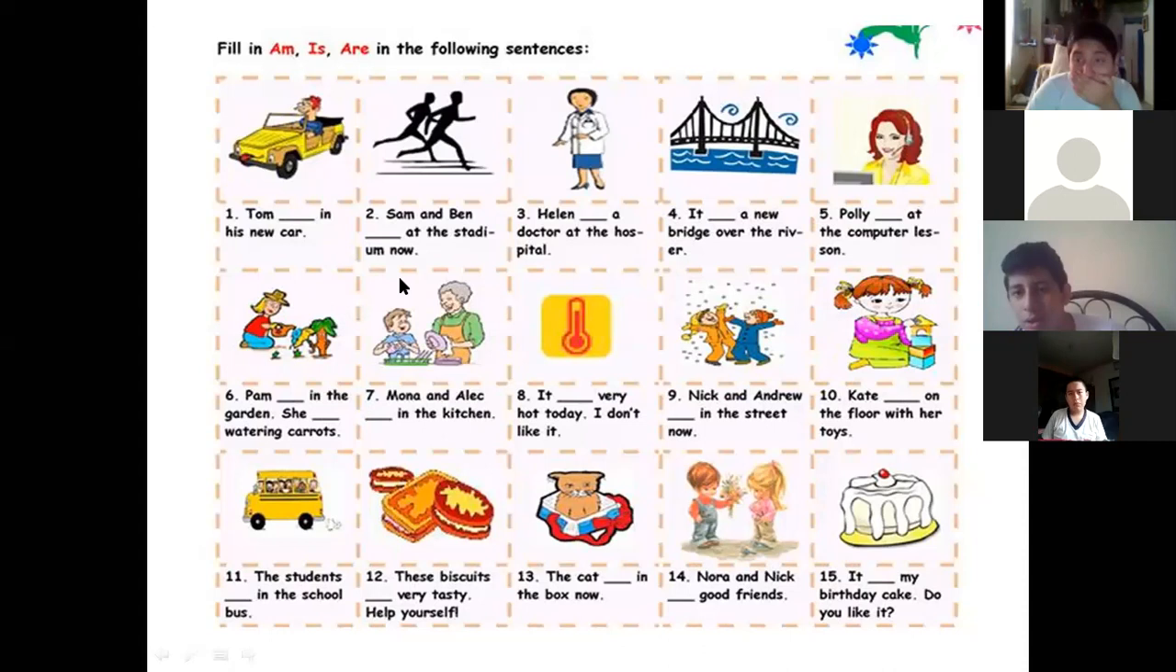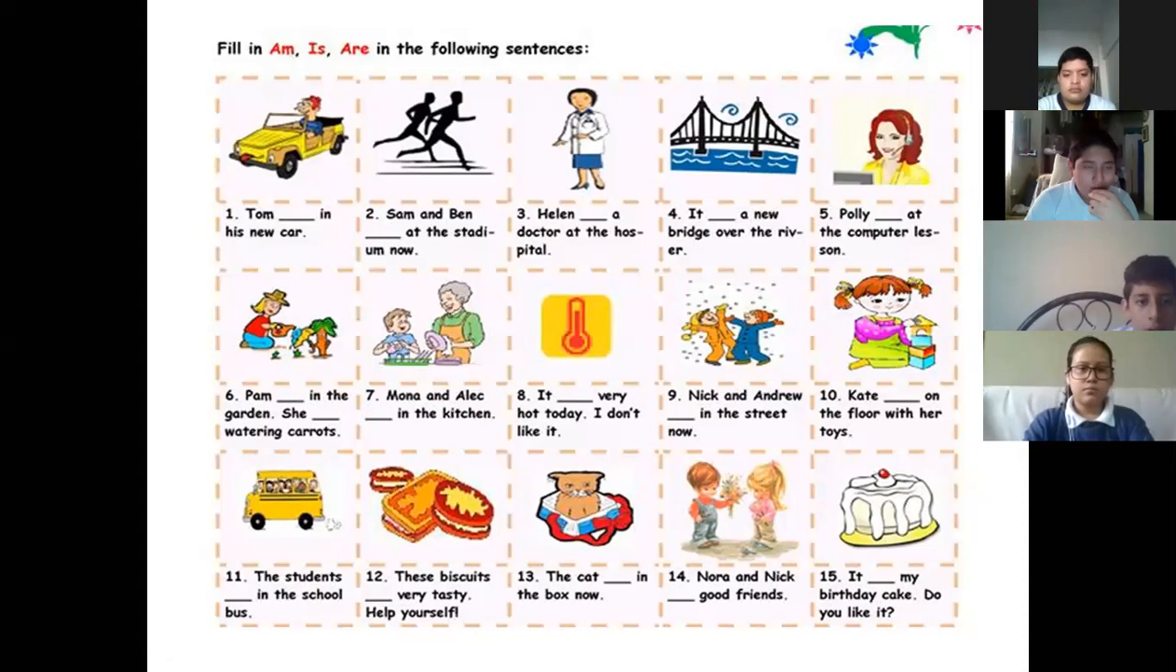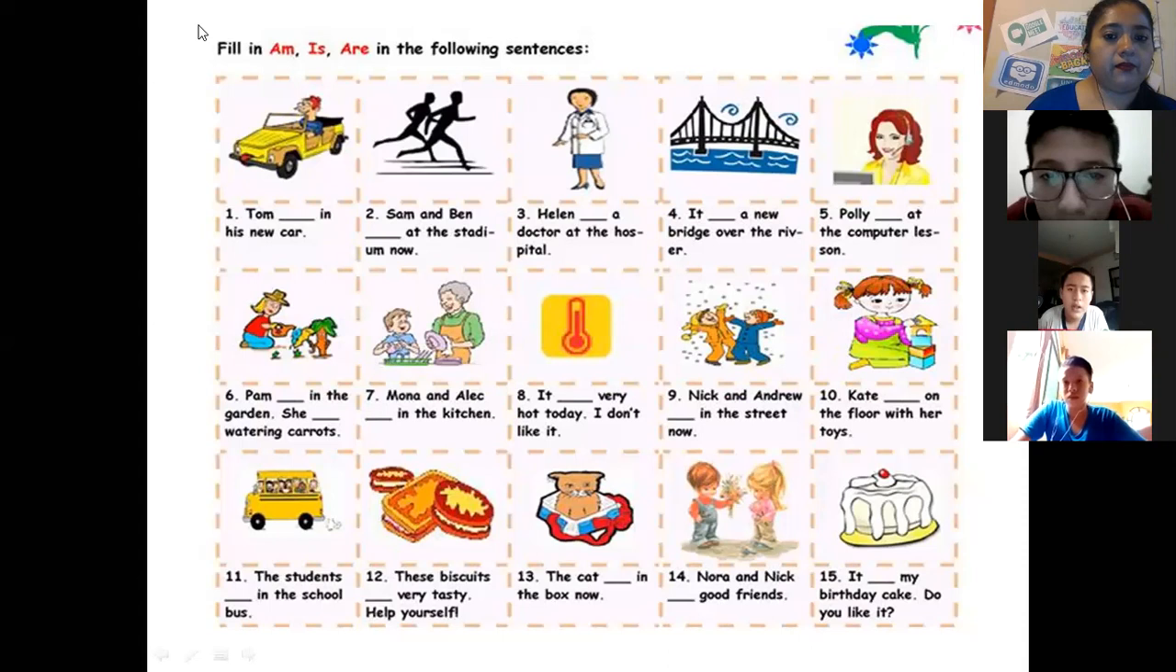Number three, ¿cómo queda this sentence, Justin? A ver. Helen is a doctor in the hospital. Excellent, very good, thank you. Number four.